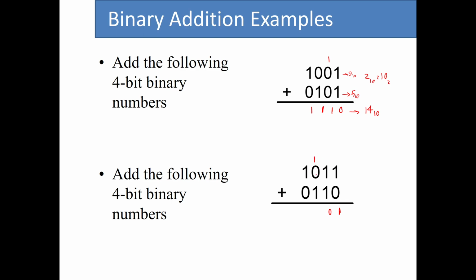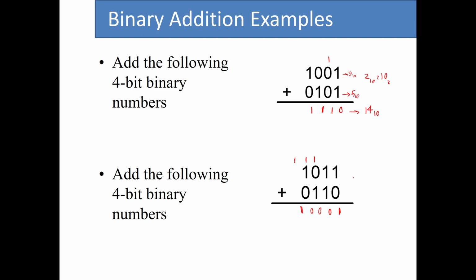We have 1 plus 0 plus 1, which is again 2 or 10. So we have 0 and 1 carry to the next bit. We have 1 plus 1 plus 0, which is again 0 with 1 carry, and then this one is not added to any other number, so we just write it like this.